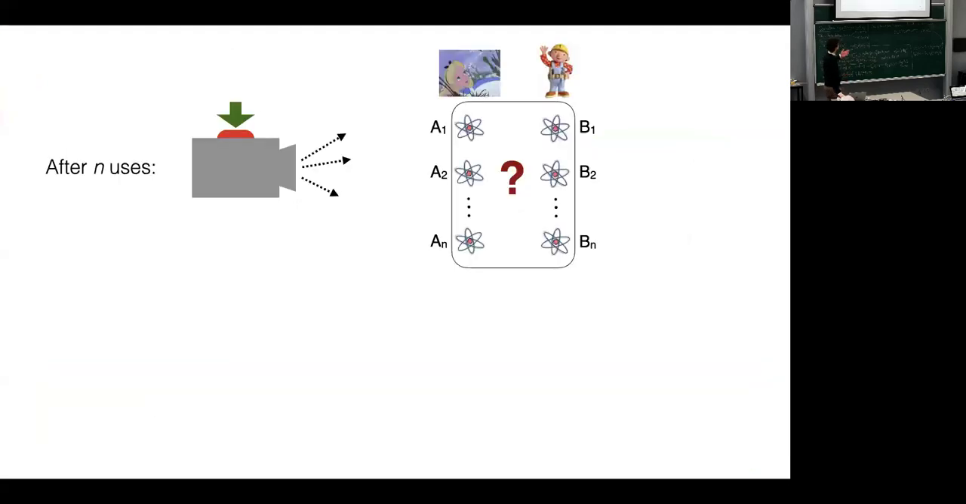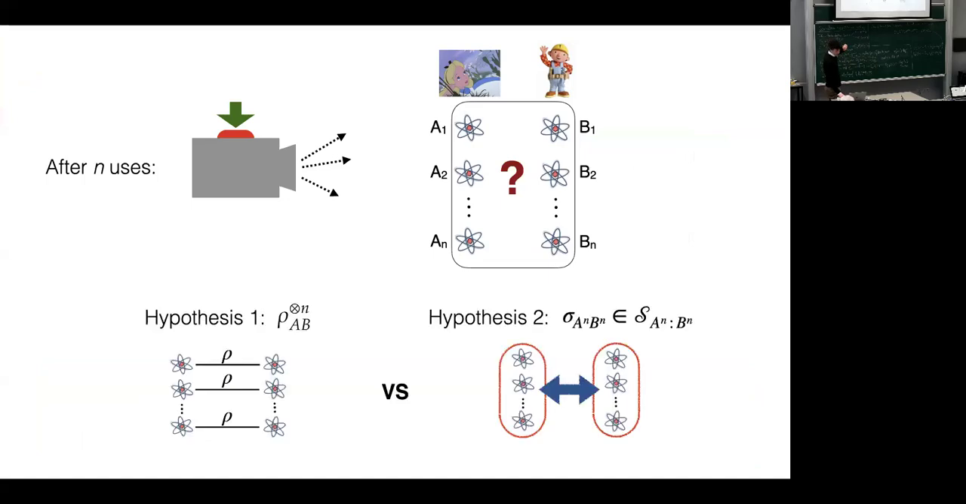Right, so the situation is like this. After n uses, you have n pairs of systems, n for Alice, n for Bob, and you want to guess the state. There are two options. Either it's n copies of the same state rho, or it's a generic separable state. Of course, as I was saying, the difficulty is that all the Alice systems can be entangled among them, and the Bob systems can be entangled among them. They just need to be separably correlated between Alice and Bob.